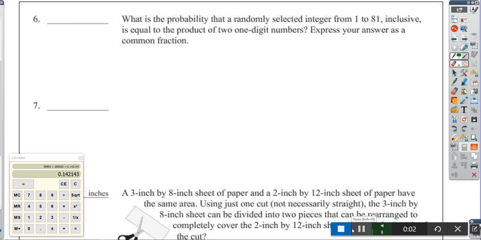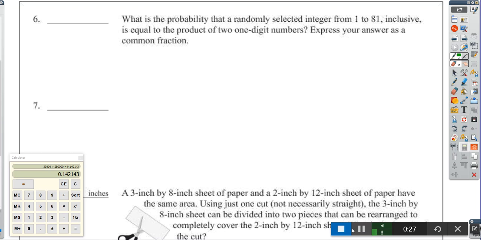So we're going to take a look at the second half of the 2013 team competition for the MATHCOUNTS chapter. All right, so what is the probability that a randomly selected integer from 1 to 81 inclusive is equal to the product of two one-digit numbers? Express your answer as a common fraction.